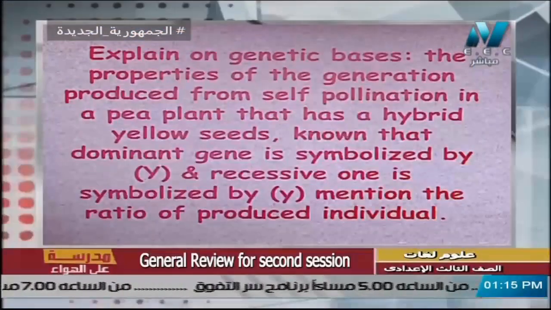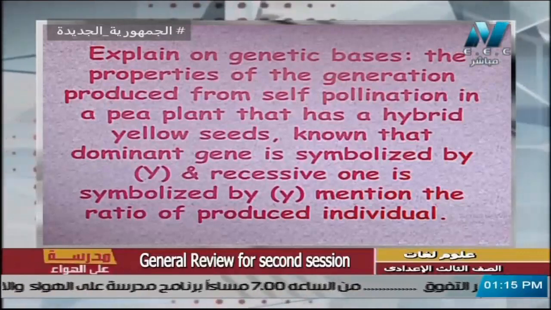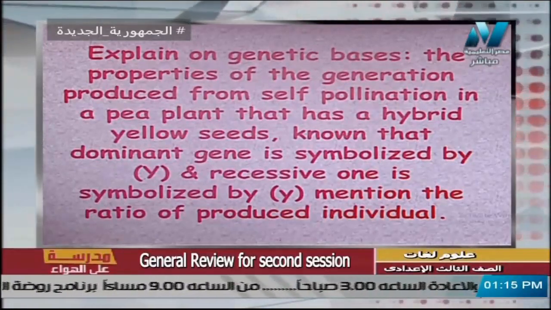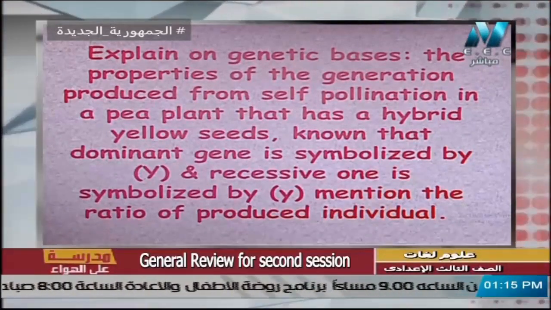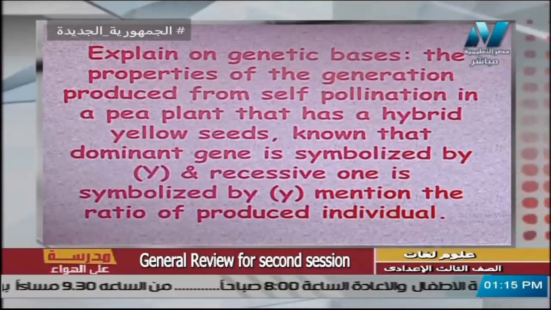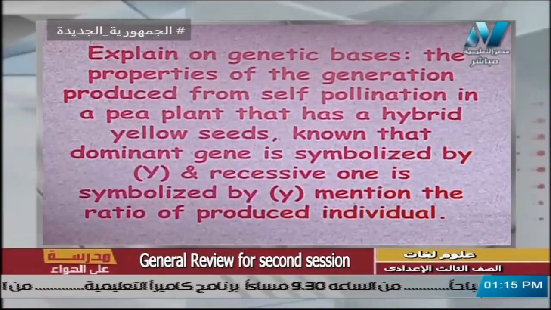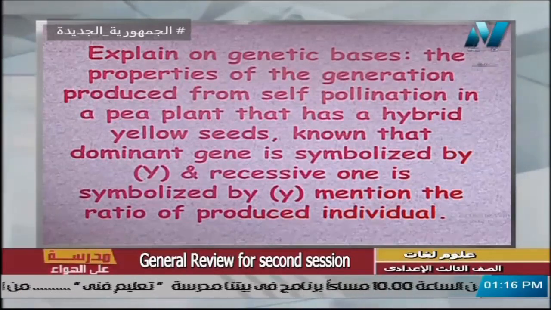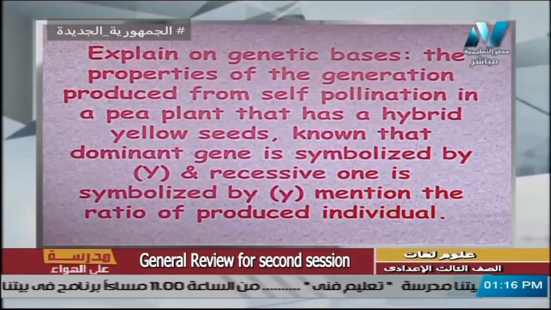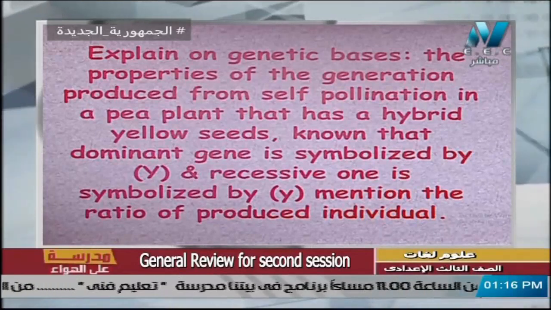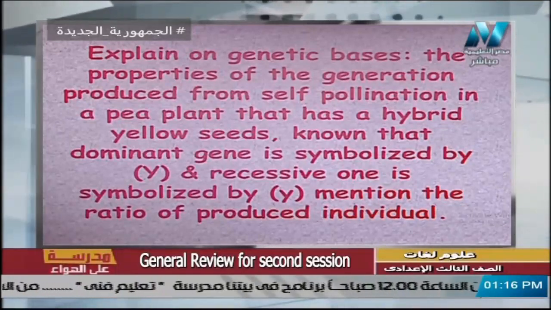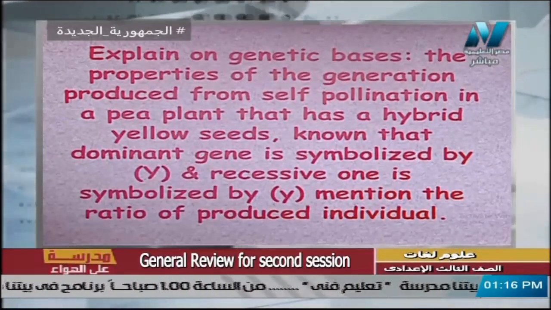من مسائل الكهرباء. سؤال تاني هو هنا خاص بالوراثه بيقول لي: explain on genetic basis the properties of the generation produced from self pollination of a pea plant that has a hybrid yellow seeds. ناخد بالنا هنا بيقول لي self pollination تلقيح ذاتي، يعني النبات ده حصل تلقيح بينه وبين نفسه. يعني النبات ده كان عنده hybrid yellow seeds بذور صفراء مهجنه، يعني عندها اللون الأصفر وفي نفس الوقت عندها الجين الأخضر جواها لكن مش ظاهر عليها، عشان كده هو بيقول لي عليها hybrid dominant gene. وبعد كده بيقول لي knowing that the dominant gene is symbolized by the letter Y capital and the recessive is symbolized by the letter Y small. Mention the ratio of the produced individual.